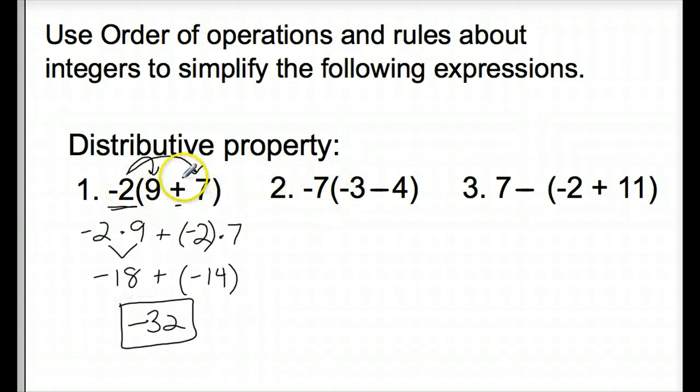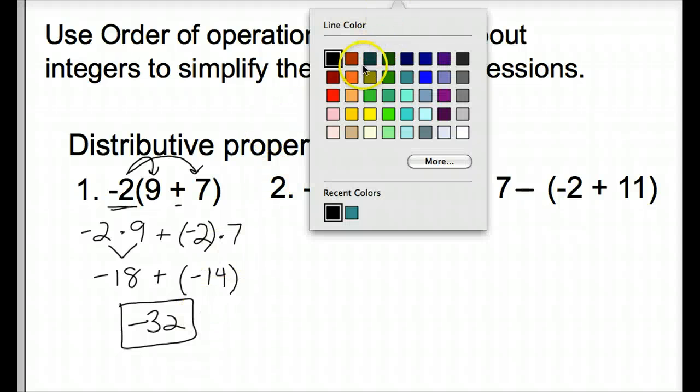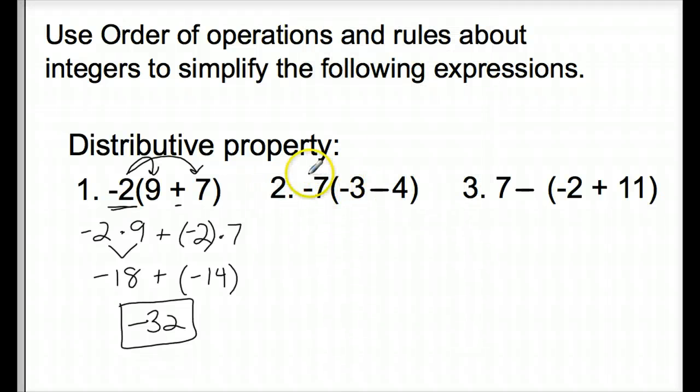So notice over here we had a positive in our parentheses, and now we have a negative or a subtraction sign in our parentheses. So this one's going to be a little bit different. I'm going to change colors. So we have our -7 out here. We have a -3 on the inside, and then we have a -4. So again, we want to distribute that -7 to 3 and 4.